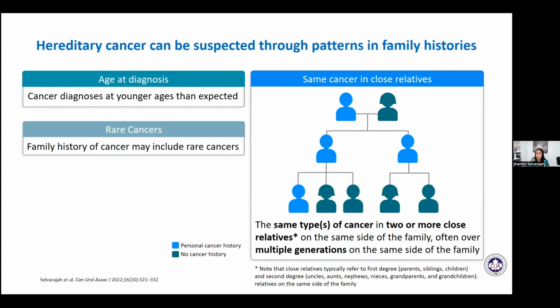The other thing is sometimes having cancer in close relatives. This is a pedigree. It shows the grandfather, grandmother, and then the two sons and their children. In blue, this shows individuals who have cancer. So this would be a male with prostate cancer or breast cancer, and then both his sons having cancer as well, and then one of the sons with their offspring having a cancer too. So when you have the same cancer in two or more close relatives on the same side of the family in multiple generations, you can start suspecting that there might be a hereditary cancer.